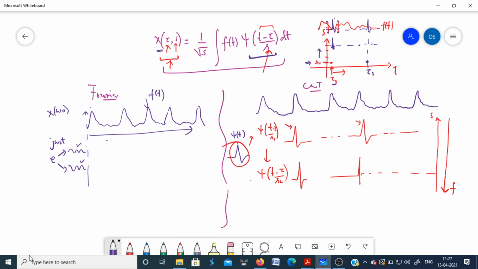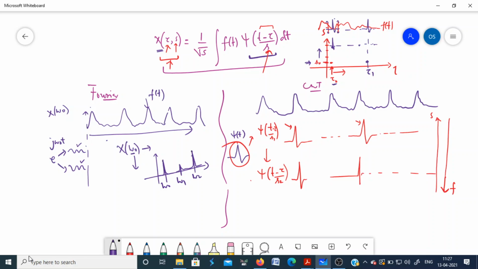Now this is very much similar to the Fourier transform. In the Fourier transform, the frequency which matches with the signal at that point gives a high value of the coefficient x omega naught. We have a spectrum like this, maybe. It means corresponding to these frequencies, omega 0, omega 1, omega 2.